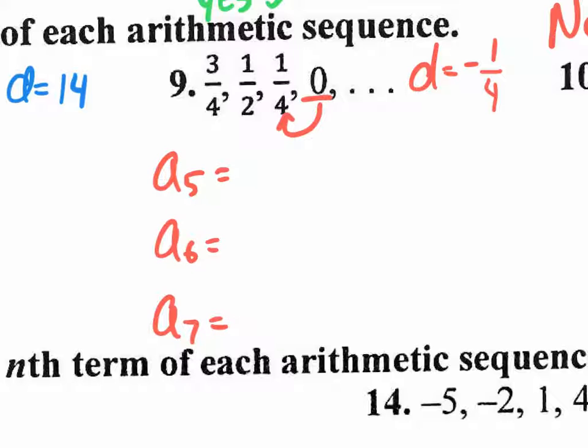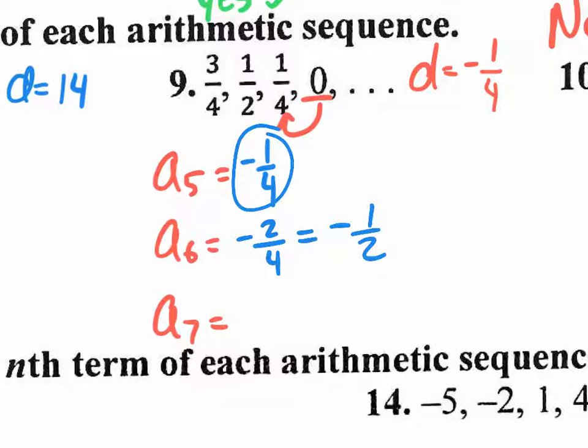So if our common difference is negative 1/4, then from 0 to get to the next one, you'd have to subtract 1/4, and that would give you negative 1/4 as your next term. And then if you were to take negative 1/4 and subtract another 1/4, that would technically be negative 2/4. But negative 2/4 could be reduced to negative 1/2. Okay, so the 5th term is negative 1/4, the 6th term is negative 1/2, and the last one would be subtracting 1/4 again, which would give you negative 3/4. Okay.